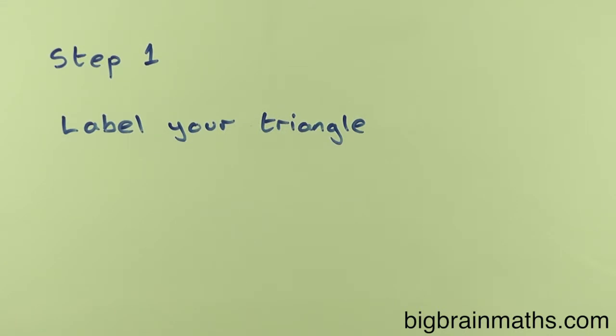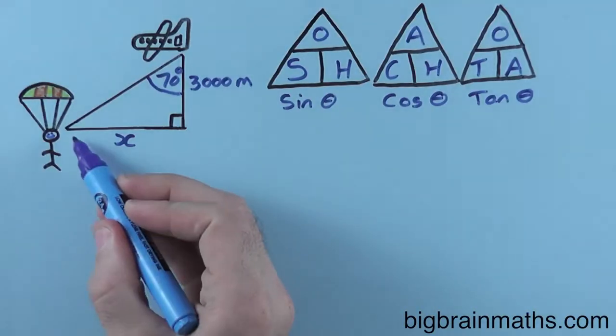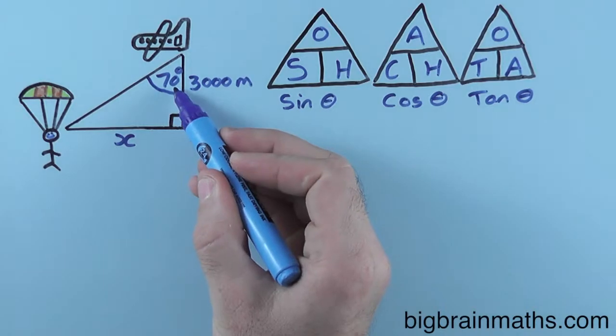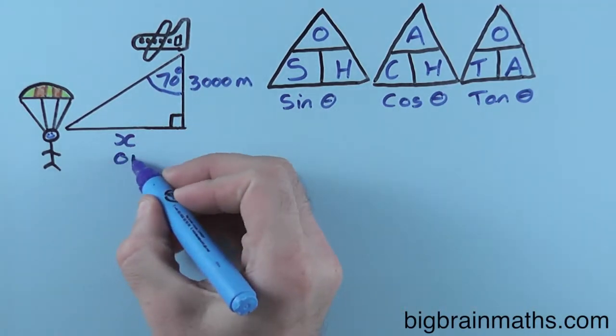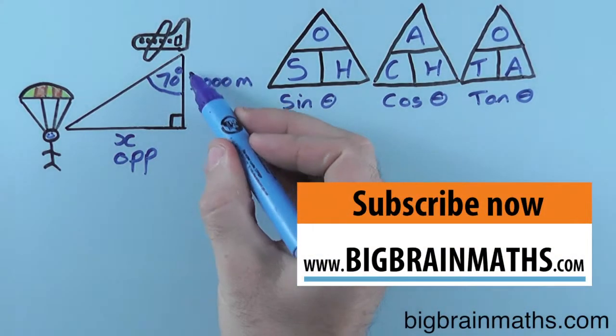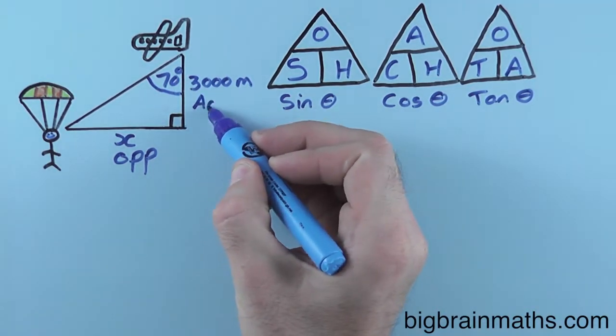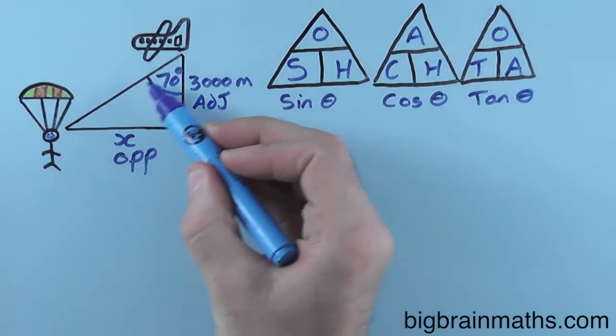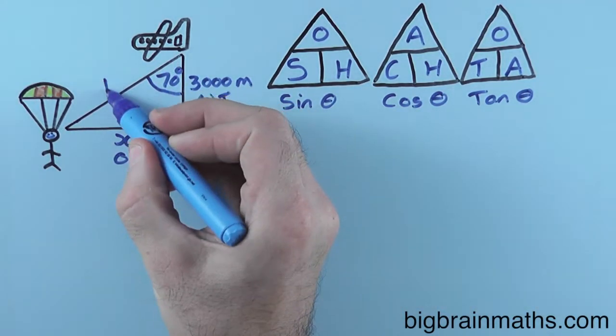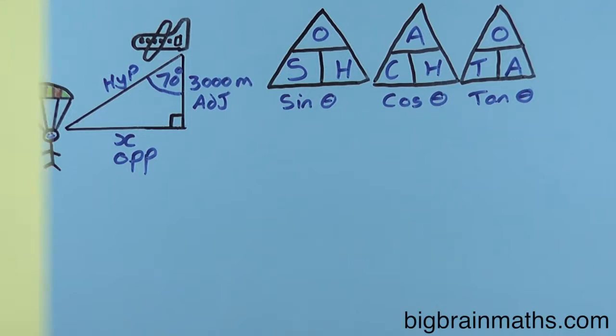Step 1. Label your triangle. This length here is opposite the angle that we're given, so this length is called the opposite. This length here is between the angle we're given and the right angle, so it's labelled the adjacent. And this length here is the longest side of the triangle, which is labelled the hypotenuse.